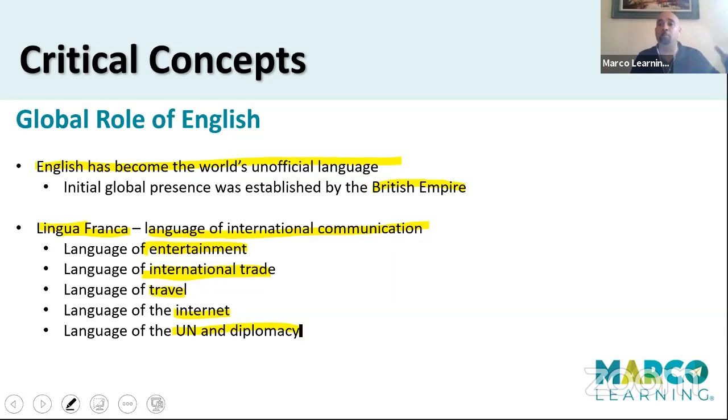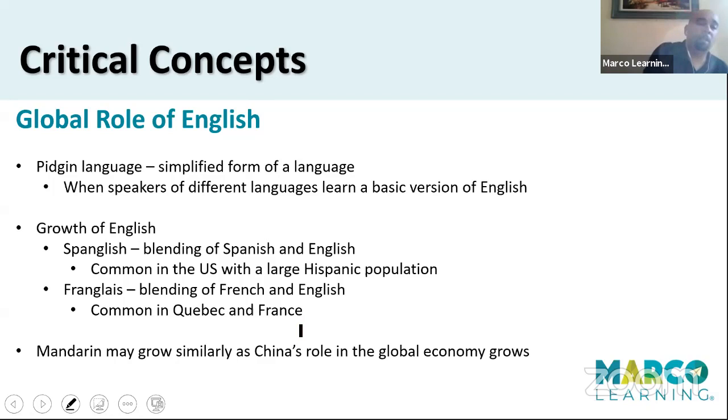All right. Next, a pidgin language is the simplified form of a language. This is when speakers of different languages learn a basic version of English that might also intertwine some elements of their own. I like to reference, it becomes very basic language. And what you end up with there is a situation where it's very noun heavy, very verb heavy. It's not necessarily an academic language, but you use it for basic communication. And that would be a pidgin language.